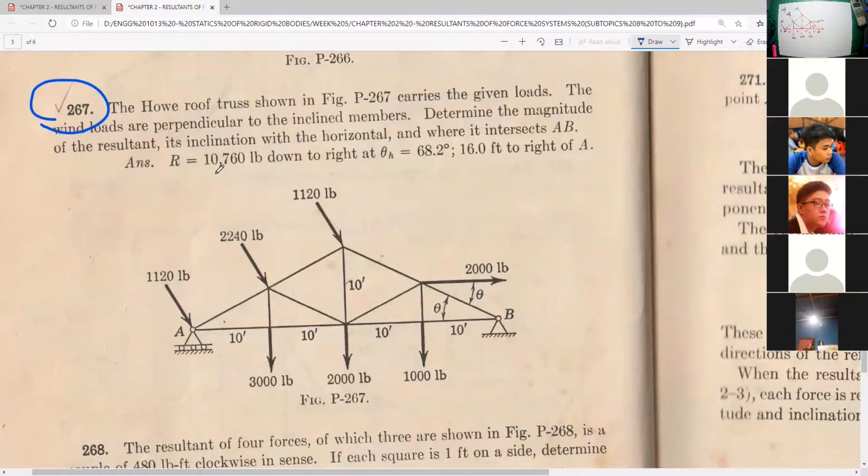Okay. So the whole truss shown in the figure carries the given loads. The wind loads are perpendicular. So these are perpendicular. These are wind loads to the inclined members. Determine the magnitude of the resultant, its inclination with the horizontal, and where it intersects A, B. So this is the answer, 10,760. This is the angle, and this is the location.